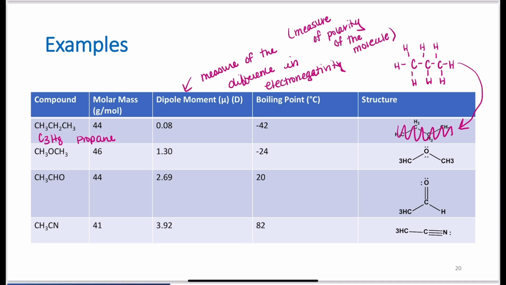Next up, I have what we call dimethyl ether. So C2H6O is its overall formula. Molar mass is 46, almost the same. But I have a pretty increased dipole moment, 1.3. And then again, D or mu is how we represent it. And I see the boiling point is basically half, negative 24 degrees C.